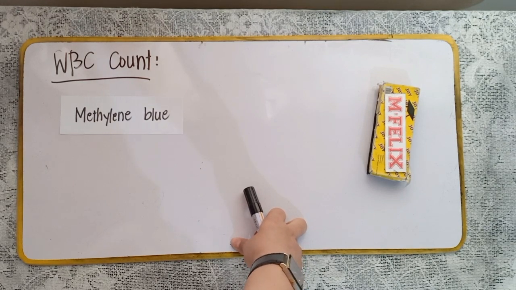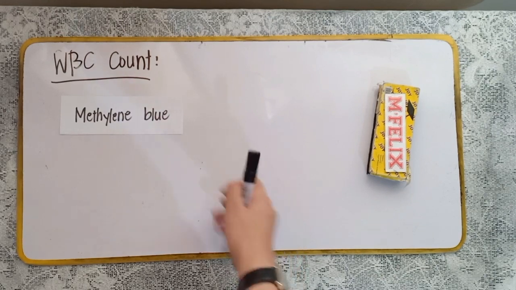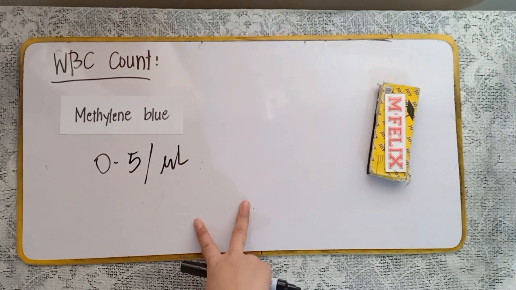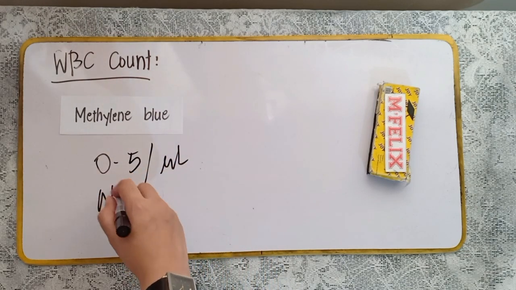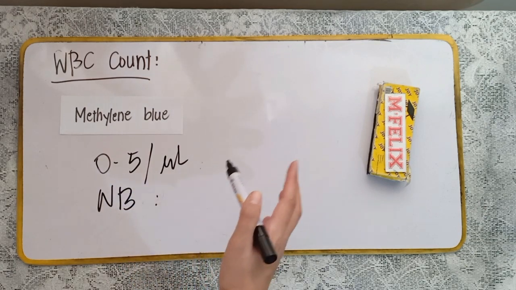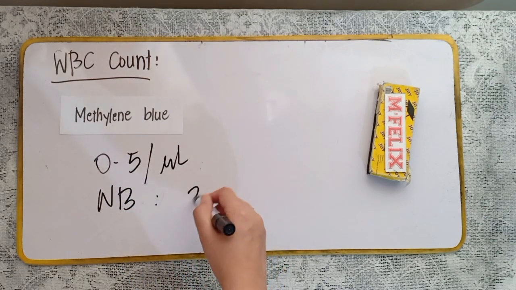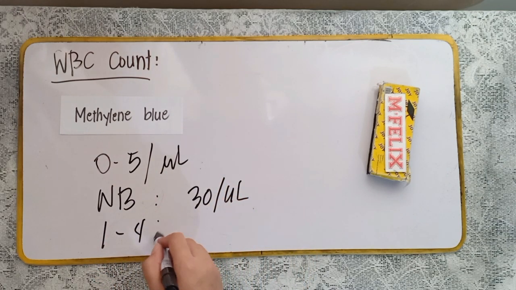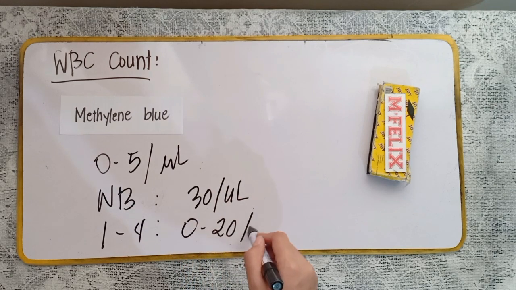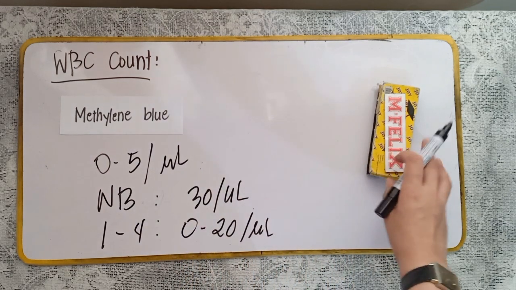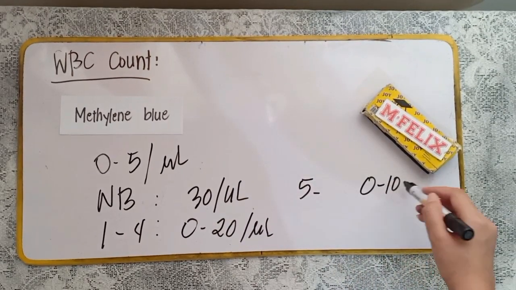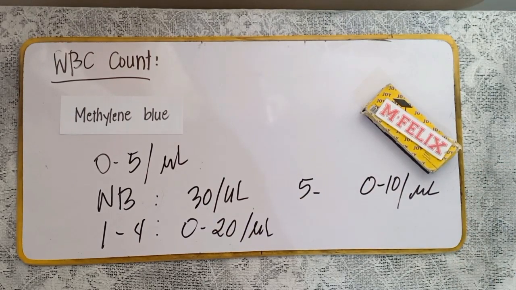Now, ano yung mga normal values natin for the adult? A normal WBC count should be 0 to 5 per microliter sa mga adult. And then for newborn, usually less than 1 year old, up to 30 per microliter. Pag 1 to 4 years old, usually 0 to 20 per microliter is considered normal WBC count. And then for 5 years old to puberty age, 0 to 10 per microliter.